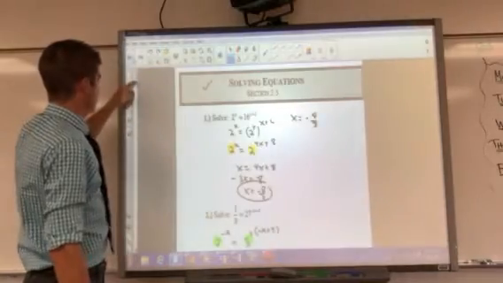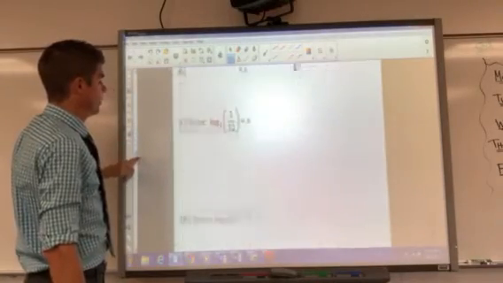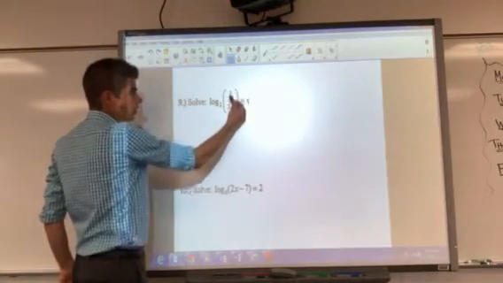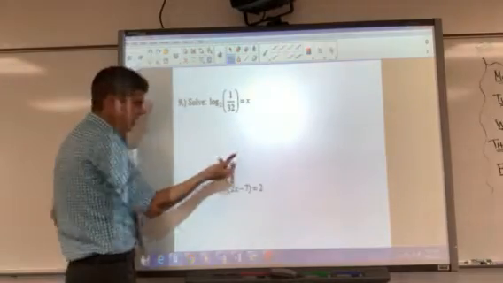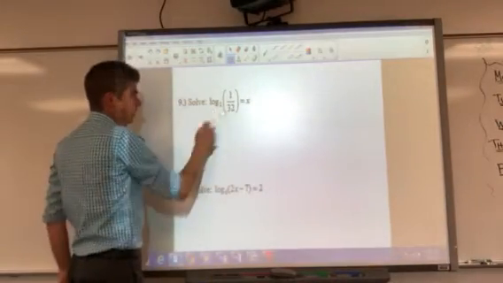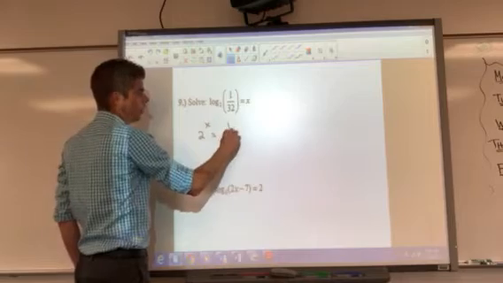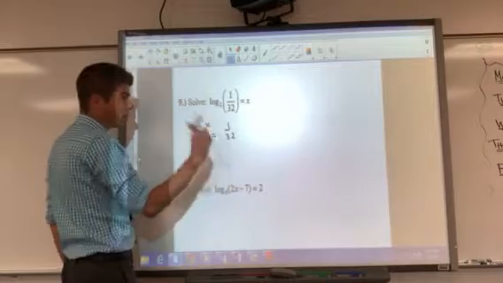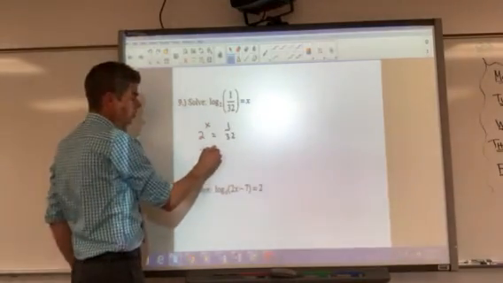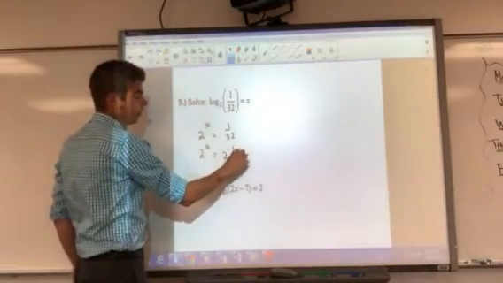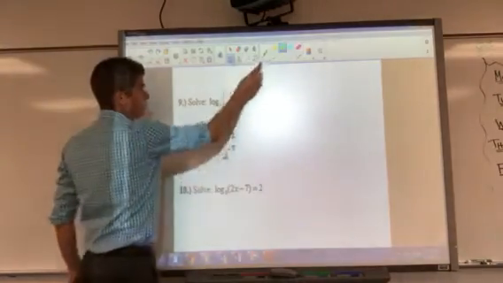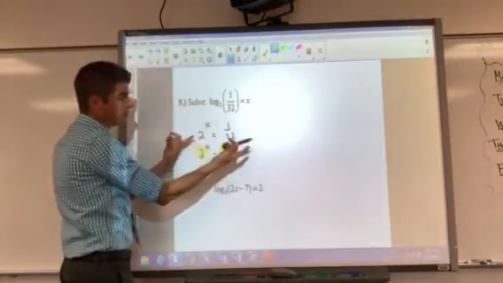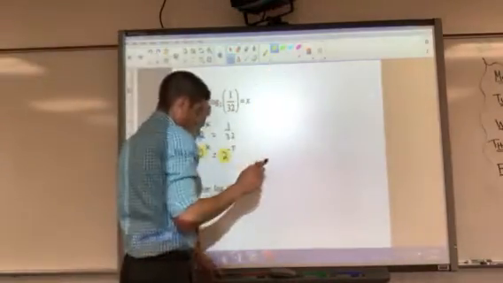So when I go back and take a look at this example, I might want to rewrite this. 2 to the x is equal to 1 over 32, if I don't see what the answer is right away. Then think about what power of 2 is 32. So 2 to the x is equal to 2 to the negative 5th. And again, when your bases are the same, this is a 2, this is a 2, therefore the x and the negative 5 must be equal to each other. So then I get x is equal to negative 5.